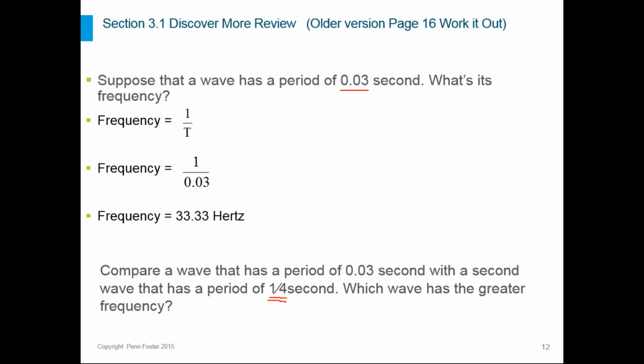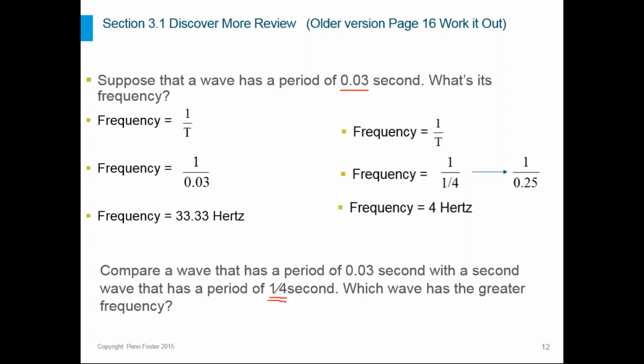So what is the frequency of the second wave? Well, we start with the same formula. Frequency is 1 over period. And frequency is 1 over 1/4, because that's our period. So remember, we've got to take care of that bottom fraction first. We have 1/4, so that means 1 divided by 4. So now we get frequency is 1 over 0.25. And then you do that division, 1 divided by 0.25, and we got our answer of 4 hertz. And just like we said, this frequency is smaller than this frequency. So our first wave has a smaller period and a larger frequency. Our second wave has a larger period and a smaller frequency.